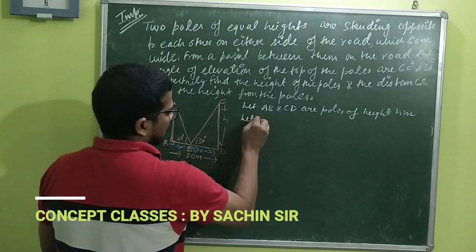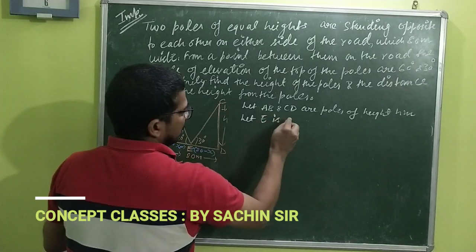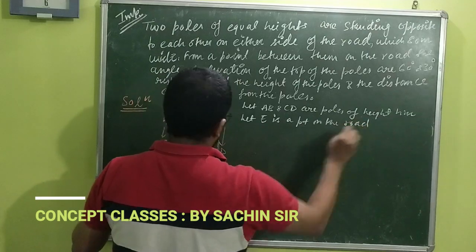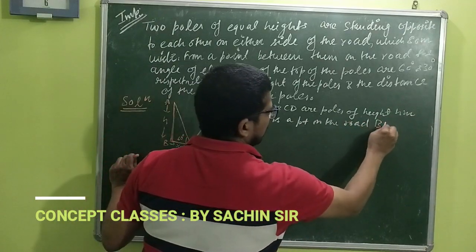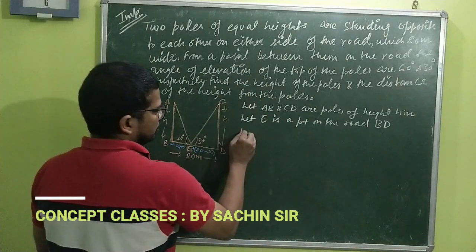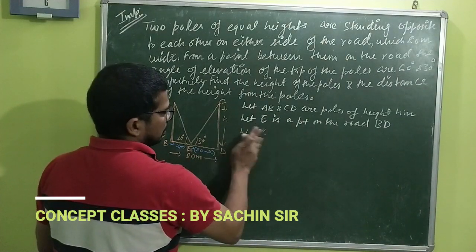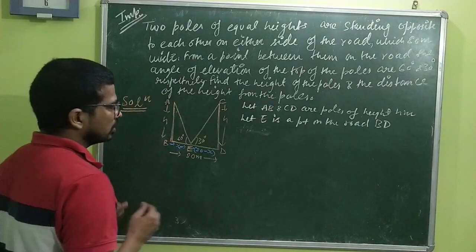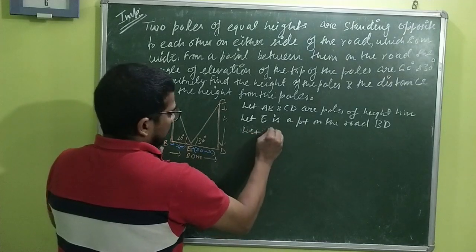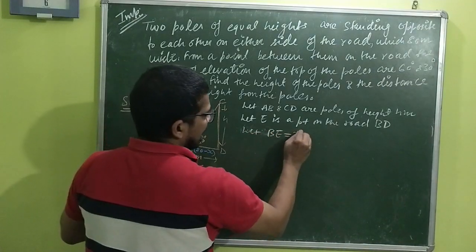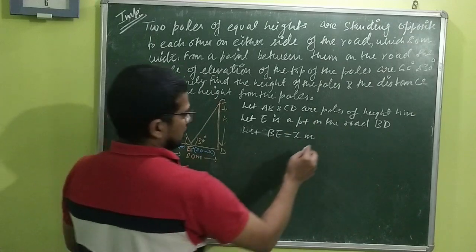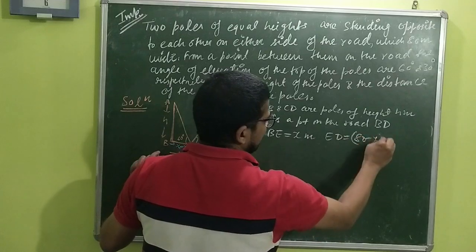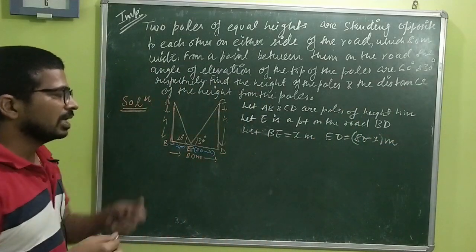Let E be a point on the road BD. We have already written that E is the point on the road, so directly I can write, let BE be equal to X meter, then ED will become 80 minus X meter. So that is already clear from the figure.